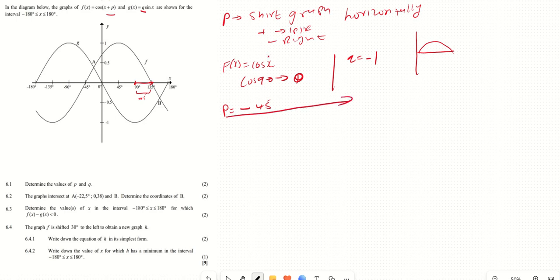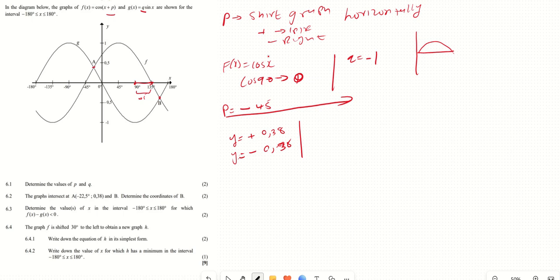6.2. The graph intersects at A at negative 22.5 degrees and 0.38, and determine the coordinates of B. Remember, with the point of intersection, the graph intersects at values of y which are positive and negative. In this case, this one is 0.38, and this side is negative 0.38. That is the value of y. For the value of x, what do we do? We take the value of x and subtract it from 180.